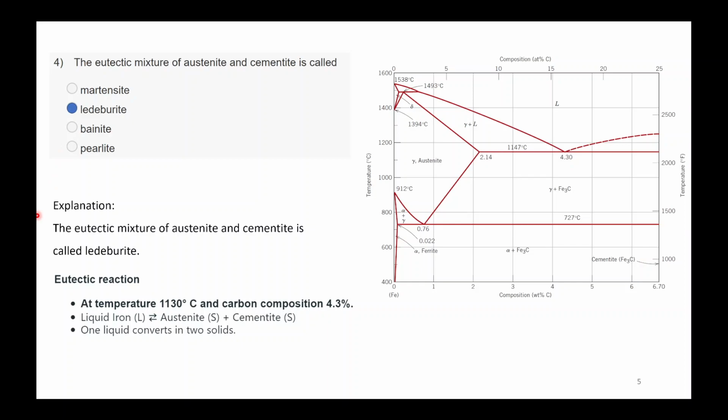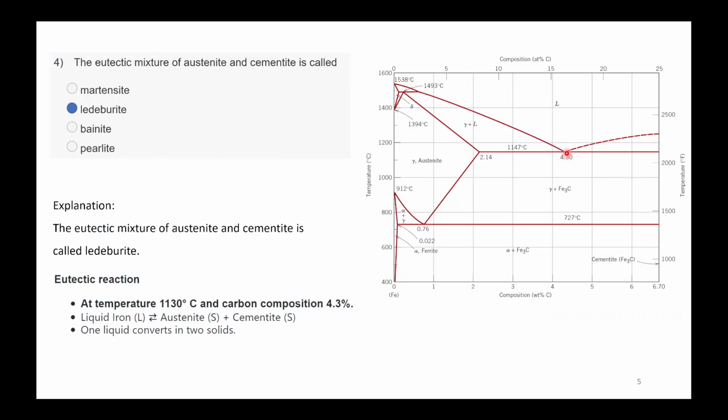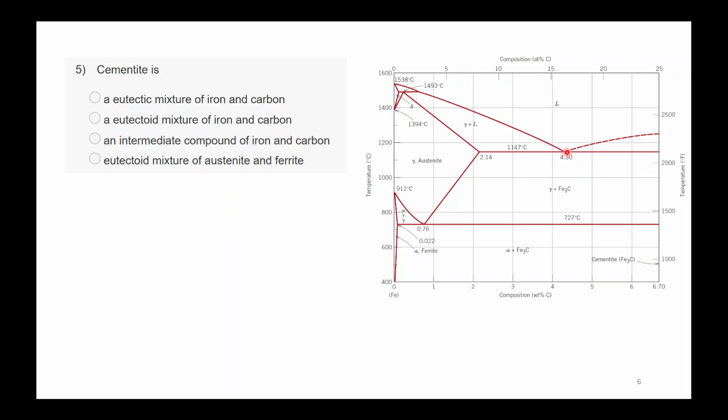So we can explain this by saying that the eutectic mixture of austenite and cementite is called ledeburite, at a temperature of 1130 degrees Celsius and carbon composition of 4.3%. This reaction takes place where liquid iron converts into austenite plus cementite, so one liquid here converts into two solids. This point here, 4.3 composition and this temperature, is your eutectic point.